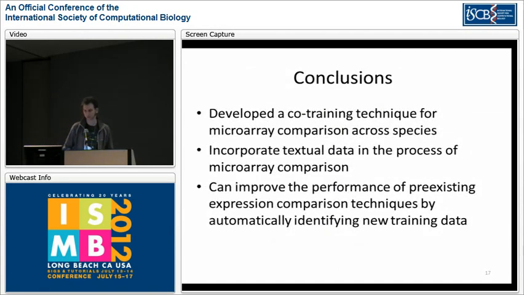So, in conclusion, we developed a co-training technique that allows us to compare expression experiments across species. We do this by incorporating a new dimension of data, textual information, to supplement the expression data that you begin with and most other techniques use. So the technique allows you to additionally train your model with just the expression, with additional good labeled pairs that you find by synchrony between the two methods.